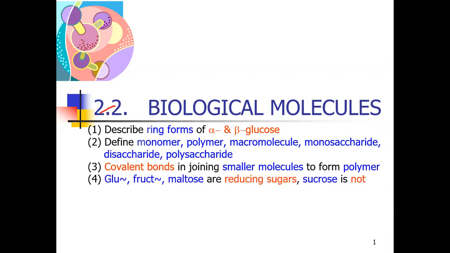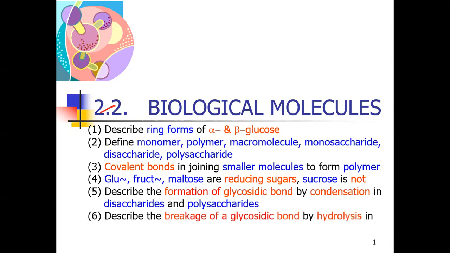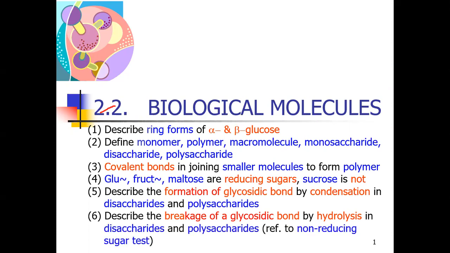Number four, glucose, fructose, and maltose are reducing sugars, but sucrose is not. Number five, describe the formation of glycosidic bond by condensation in disaccharides and polysaccharides. Number six, describe the breakage of glycosidic bond by hydrolysis in disaccharides and polysaccharides. Refer to non-reducing sugar tests.